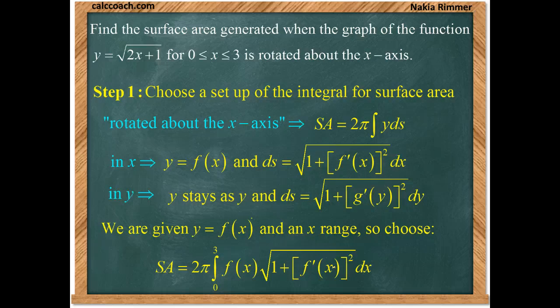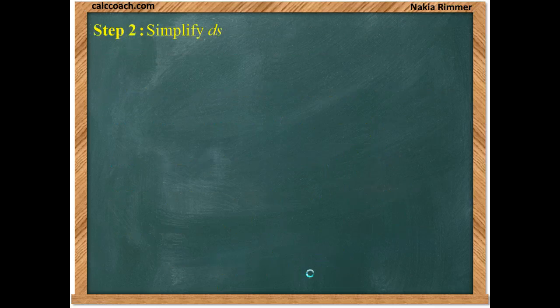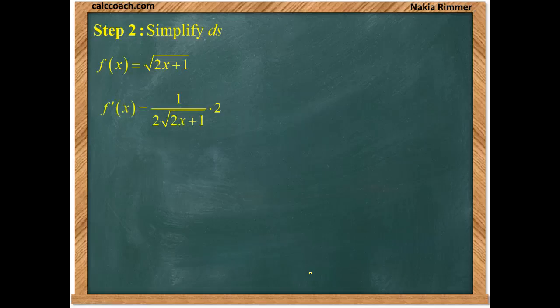Alright, great. So what we need to do is take this ds part, this 1 plus f prime squared underneath the square root, and simplify it step by step. Let's do that. Simplify ds. If your function is root of 2x plus 1, your derivative is 1 over 2 times that same square root of 2x plus 1. But don't forget, the chain rule has to come into play. You have to multiply by the derivative of the inside. 2x plus 1's derivative is 2.